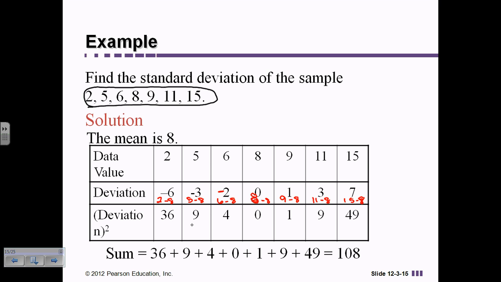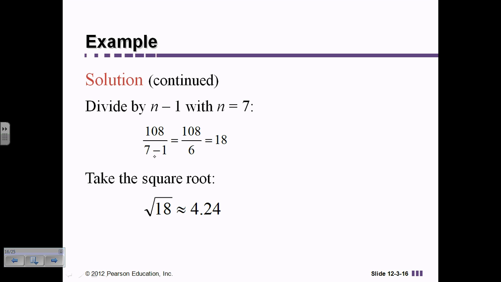So I get 36, 9, 4, 0, 1, 9, and 49. And I add all those numbers together and I get 108. Then I take the 108 and I divide it by 7 minus 1 because n is 7 in this situation. I get 108 divided by 6, which is 18. The square root of that is 4.24, so this is my standard deviation.